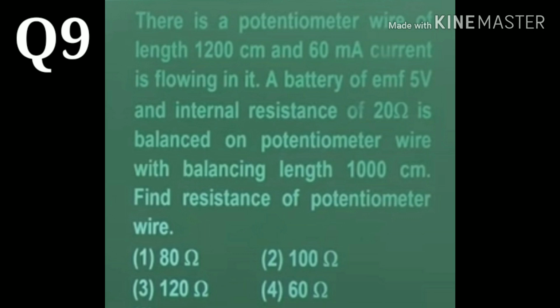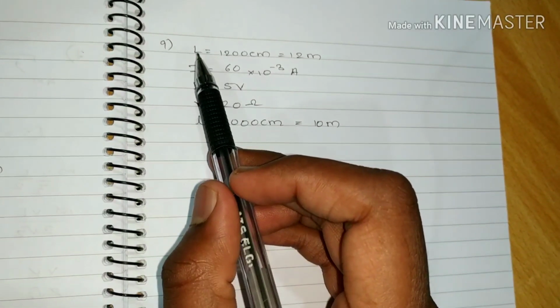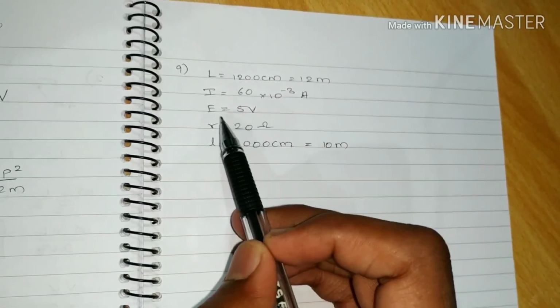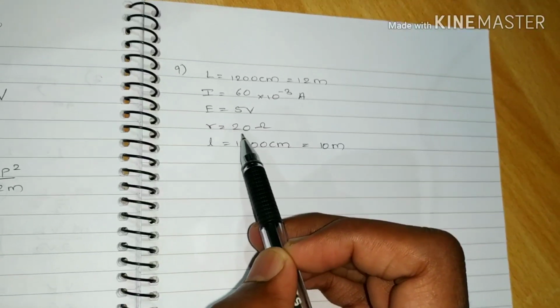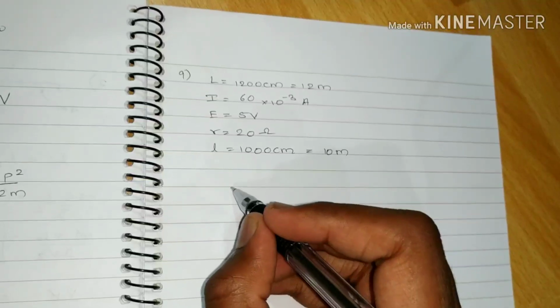Ninth question. There is a potentiometer wire of length 1200 centimeter and 60 milliampere current is flowing in it. A battery of EMF 5 volt and internal resistance of 20 ohm is balanced on the potentiometer wire with balancing length 1000 centimeter. Find the resistance of the potentiometer wire. In this question, I have written all the data over here. This is the total length of the potentiometer wire. This is the current flowing through it. This is the EMF, and the balancing length is 1000 centimeter, and this EMF has 20 ohm of resistance.